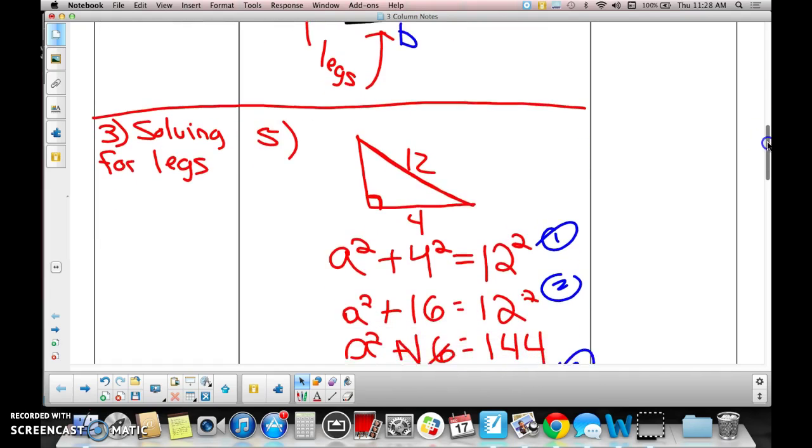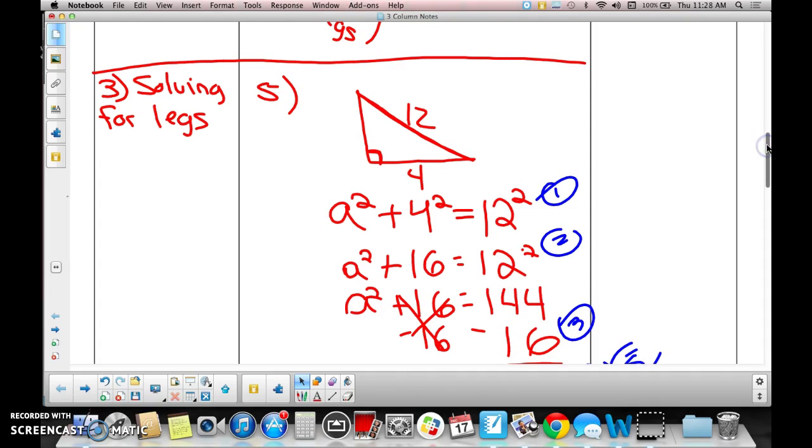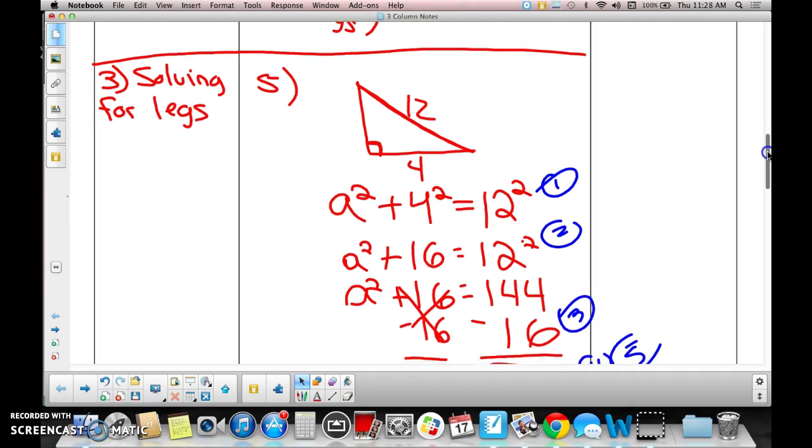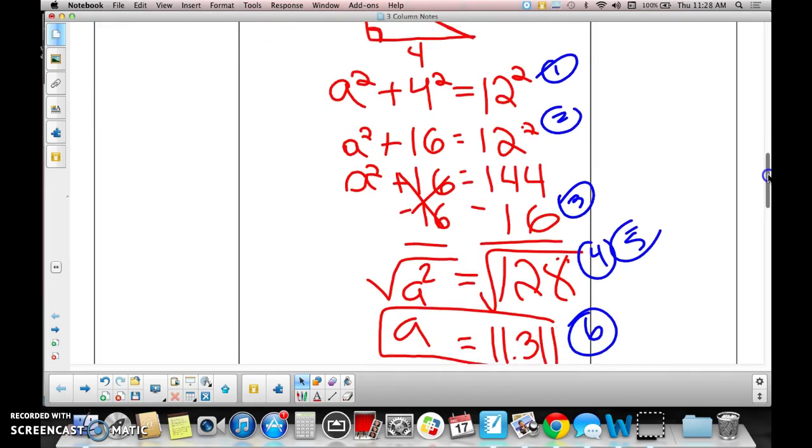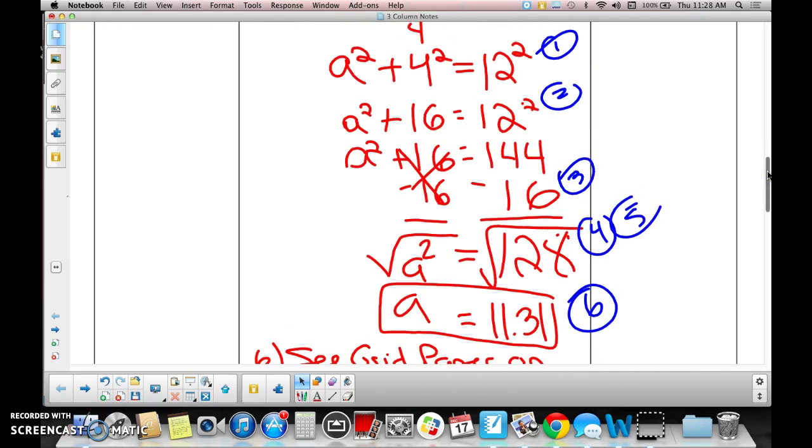Algebraically speaking, what I'm most concerned about is, can you solve for a leg? I know you can solve for a hypotenuse pretty easily because you're not solving for a variable that is embedded in a problem. So the example on number 3 here: a squared plus 4 squared equals 12 squared. And then the blue represents the points if I were grading this on a test.